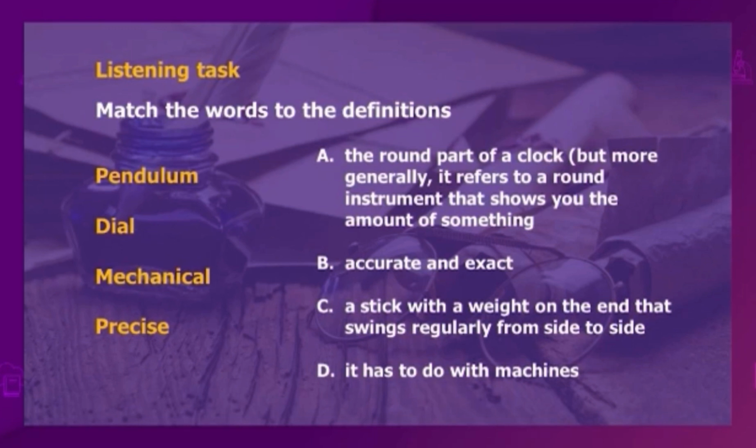Mechanical means to do with machines. So in the past, before people had mechanical timepieces, how did they know when to arrive at work, for example, or when to finish? They would have looked up at the sky and observed how the position of the sun, the moon and the stars changed as time passed. That doesn't sound very precise. Precise means accurate or exact. It was precise enough for many people.